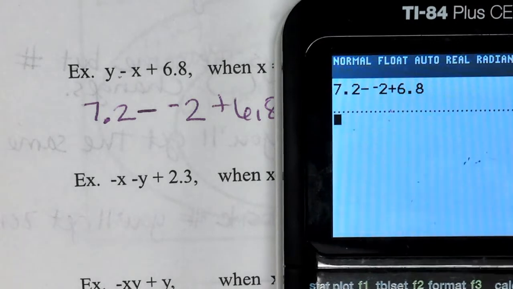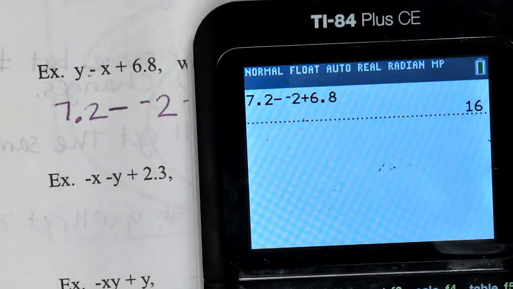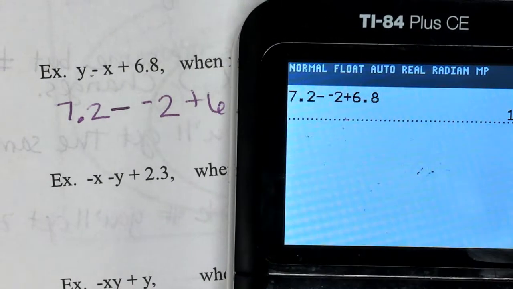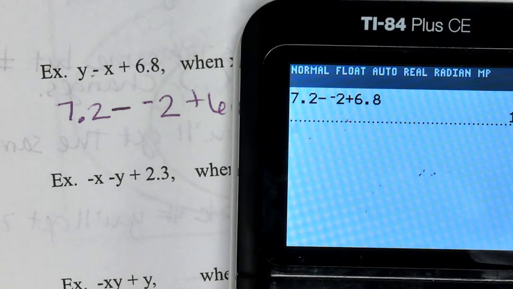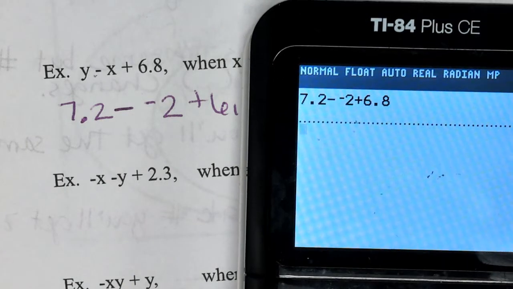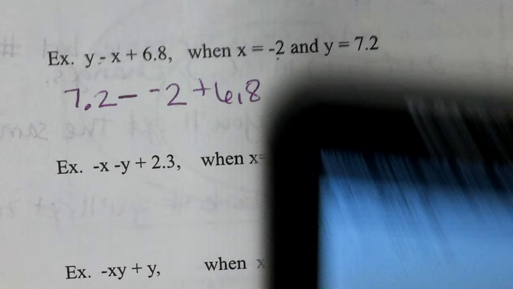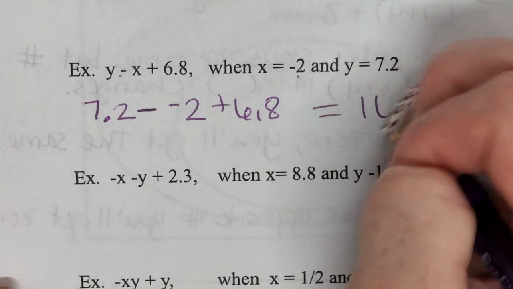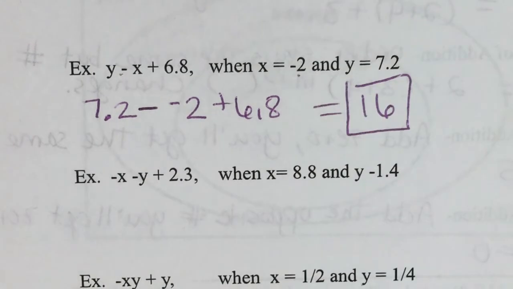And you get positive 16. Notice in my calculator I put in minus negative. Could I have changed change and put it in as a plus sign? Yes. Would I get the same answer? Yes. So it is totally up to you how you put it in your calculator.